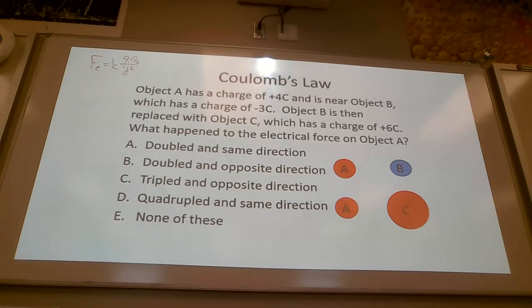Tell your neighbor. No, it's the force that originally was there is triple. Here's the equation.